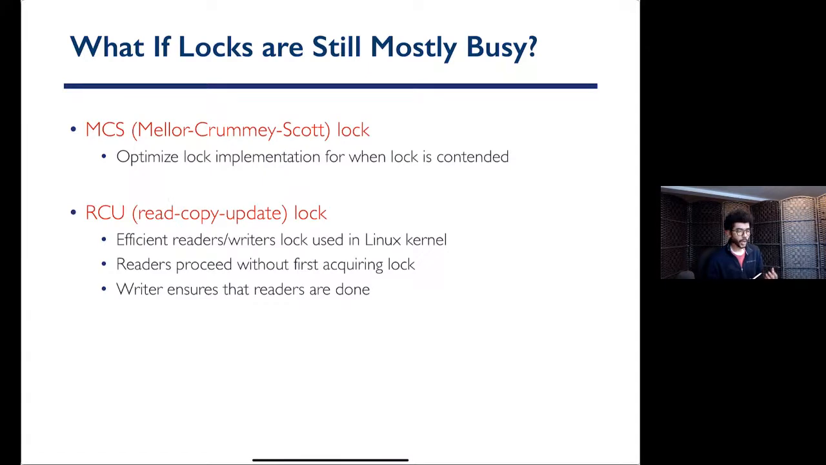And then there is the RCU lock, which is read, copy, update lock. This is a lock that is very efficient if you have a lot of readers and some writers. But the writers are very infrequent and the readers are very frequent, and you want the readers to access the data with no overhead. So this lock is a good lock to be used in a multiprocessor system.